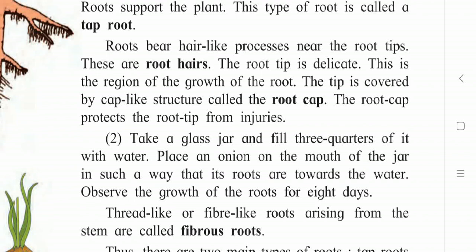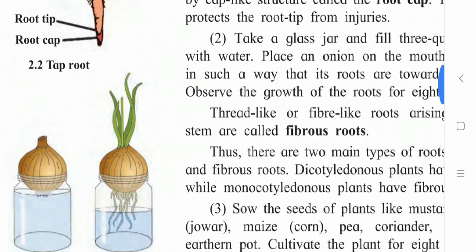inside the soil. One example I will give, onion. If you plant onion seed inside the soil, they have one type of root. That type is a thread-like structure, fiber-like roots arising from the stem. It's called a fibrous root. I will show you a diagram of those roots.